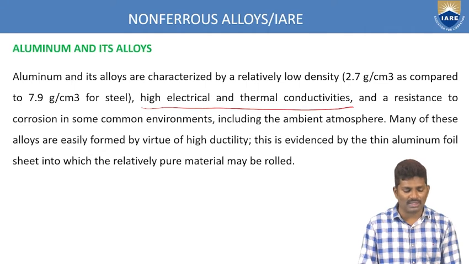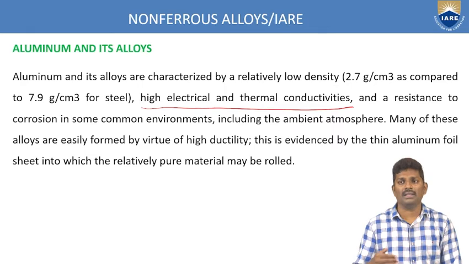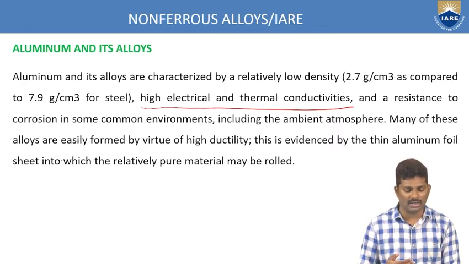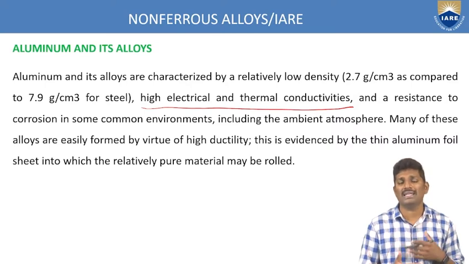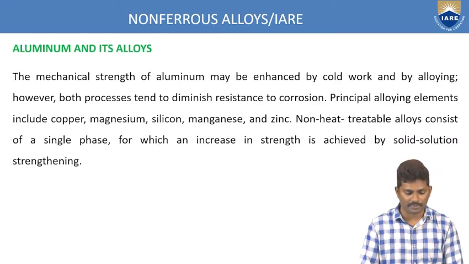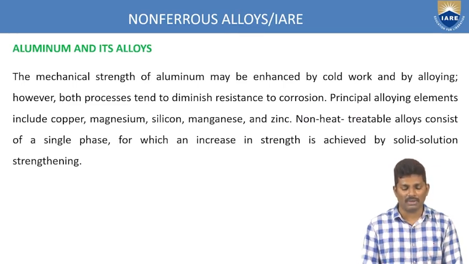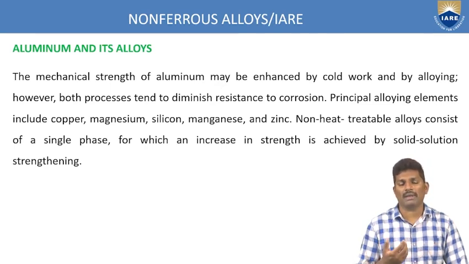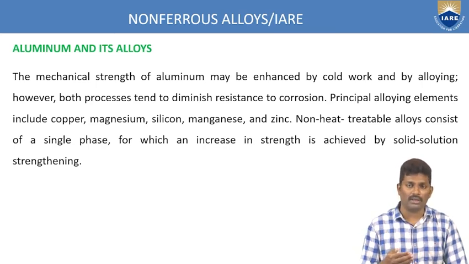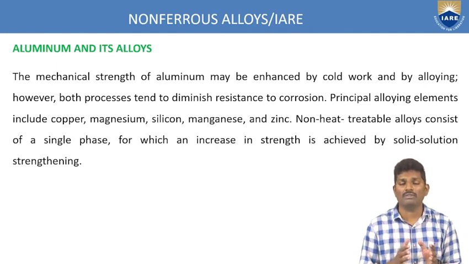So again, many of these alloys are easily formed by virtue of high ductility, and this is evidenced by the thin aluminum foil sheet into which the relatively pure material may be rolled. So during the rolling process also, it is very easy for us to do the machining process. And the mechanical strength of aluminum may be enhanced by cold working process. So in the previous cast iron, what we are doing, we are trying to improve the mechanical properties by hot working process in cast iron. But coming to aluminum and its alloys, by cold working process we can improve the mechanical properties.